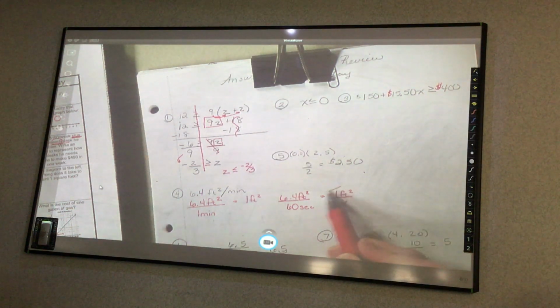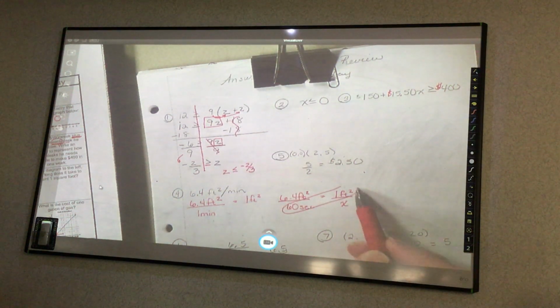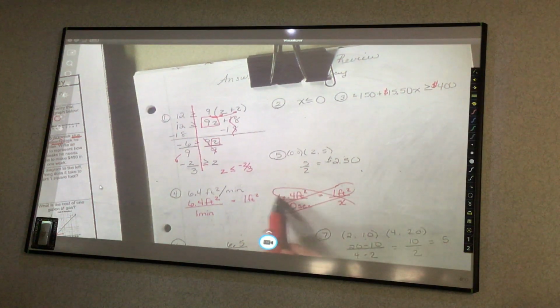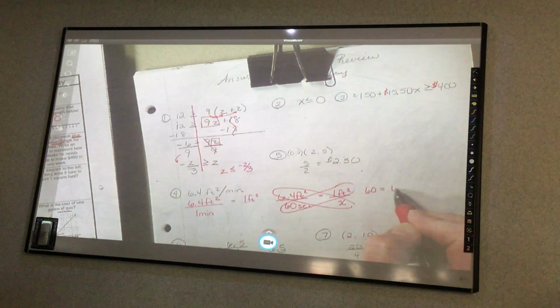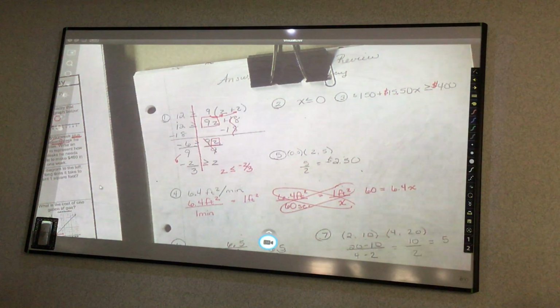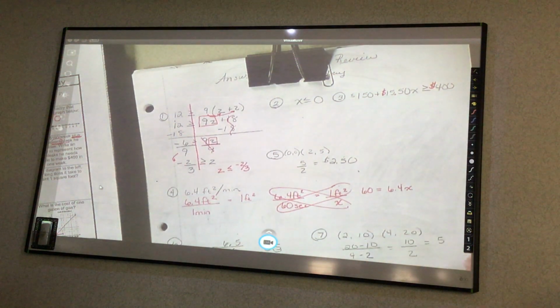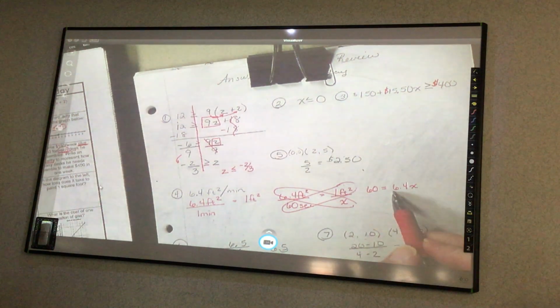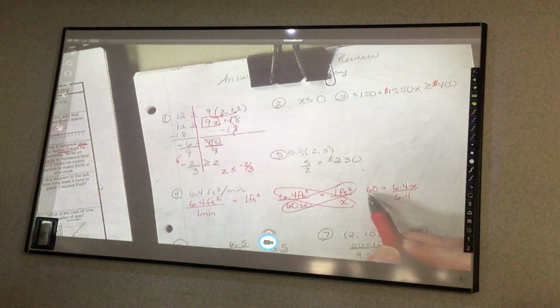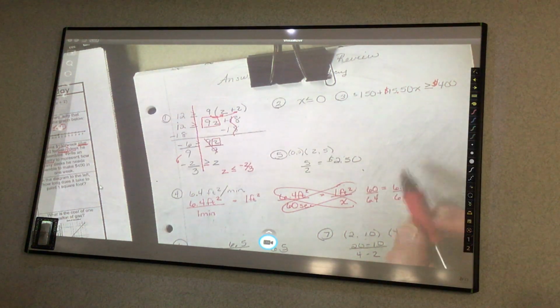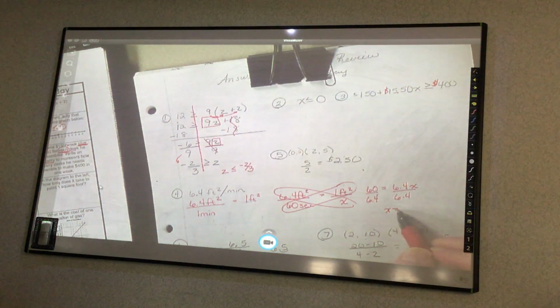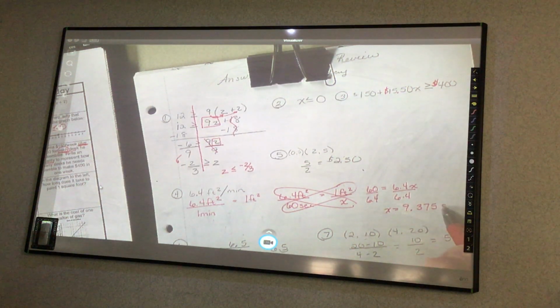Then we solve this with cross multiplication like we have been doing. So then I have 60 equals 6.4x. And then we know how to solve with an equation, so we divide by 6.4 on both sides. I'm going to put this into my calculator. Once I put it in my calculator, x equals 9.375 seconds.